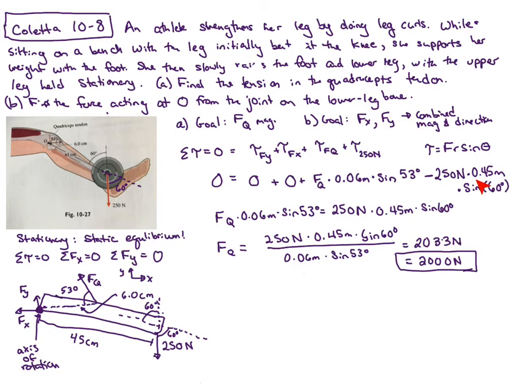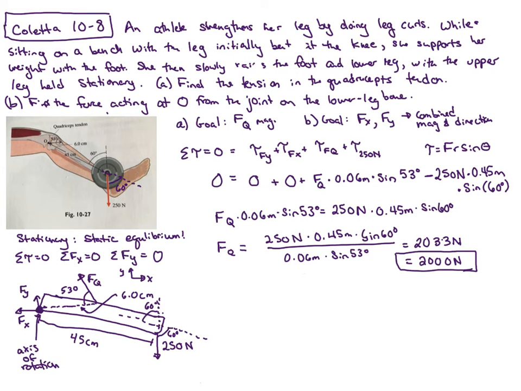All right, and from this step, it was really just algebra to solve for FQ, algebraic rearrangement. And when I plug in, I get 2,033 newtons, or to 2 sig figs, 2,000 newtons. And that is surprisingly large when I look at this picture, right? This person is just lifting a 250 newton weight, and yet they need 2,000 newtons of tension in the quadricep tendon? Does that make sense? So this is a good monitoring step, right, to make sure the answer makes sense.